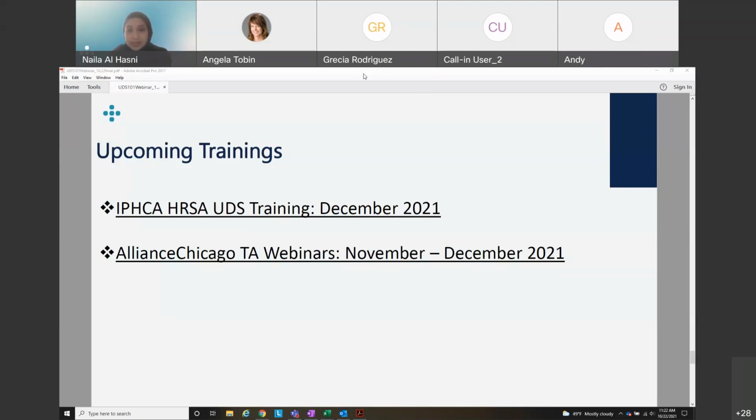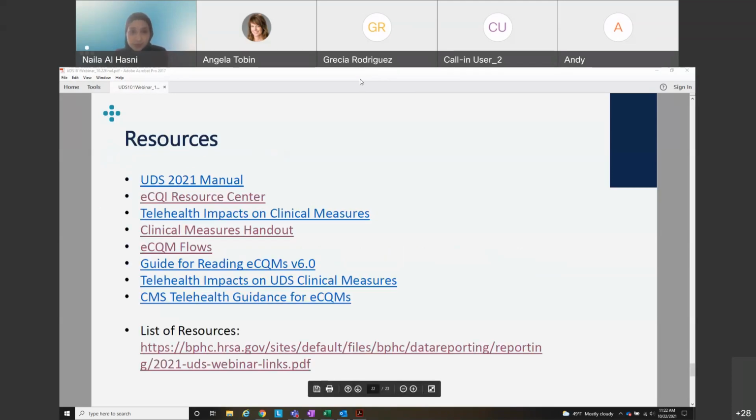And then the last slide goes over the resources. So of course, first you'll want to start with the UDS 2021 manual. It really has all the guidance and instructions. So becoming familiar with that will be the best first step to starting your reporting process.